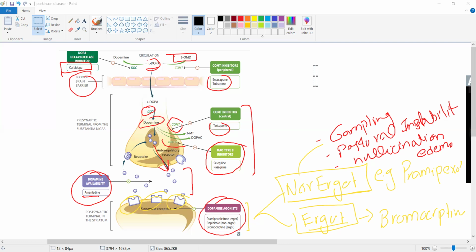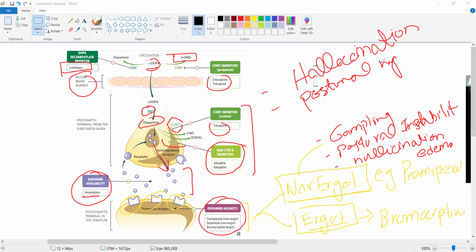So can anybody tell me what the side effects of levodopa are? The side effects of levodopa are hallucination, nausea, yes, hallucination, postural hypotension. These are high yield side effects. One more is on-off phenomena. Right?